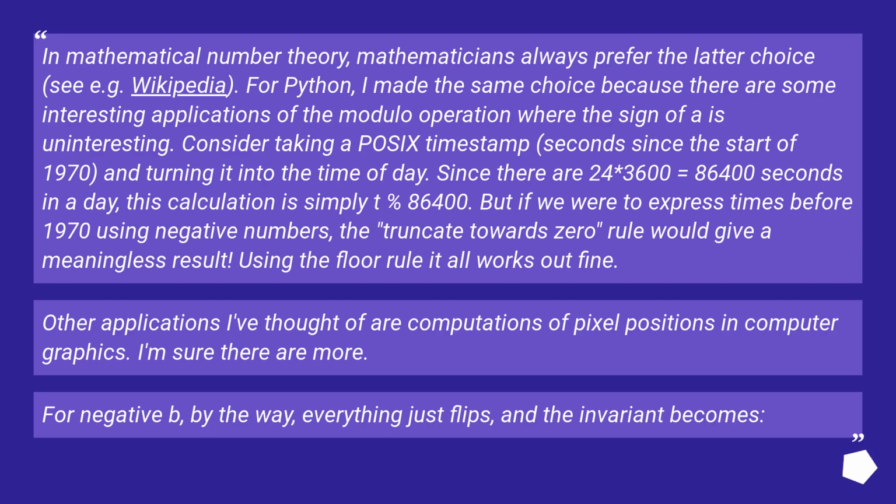But if we were to express times before 1970 using negative numbers, the truncate towards zero rule would give a meaningless result. Using the floor rule, it all works out fine. Other applications I've thought of are computations of pixel positions in computer graphics. I'm sure there are more. For negative b, by the way, everything just flips, and the invariant becomes b < r <= 0.